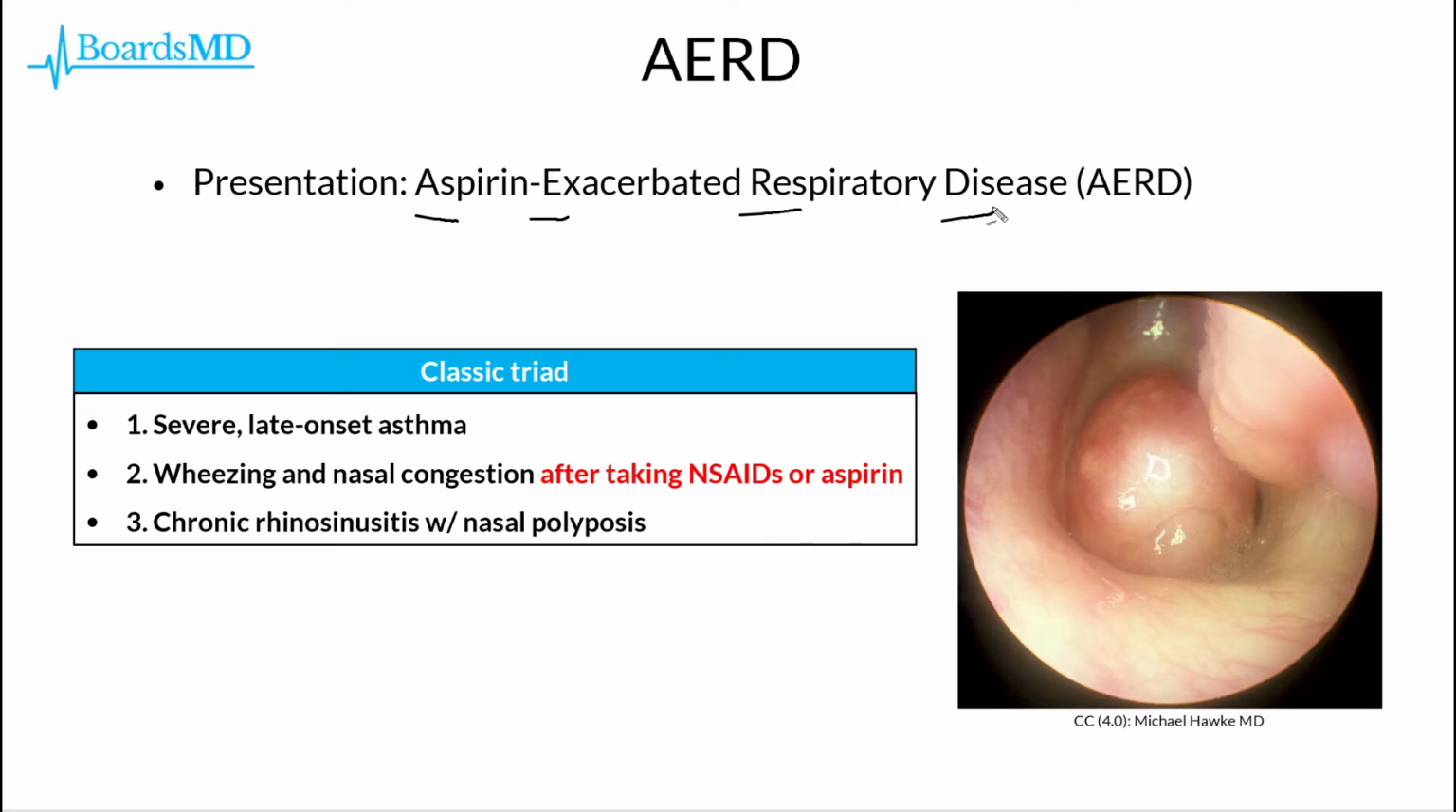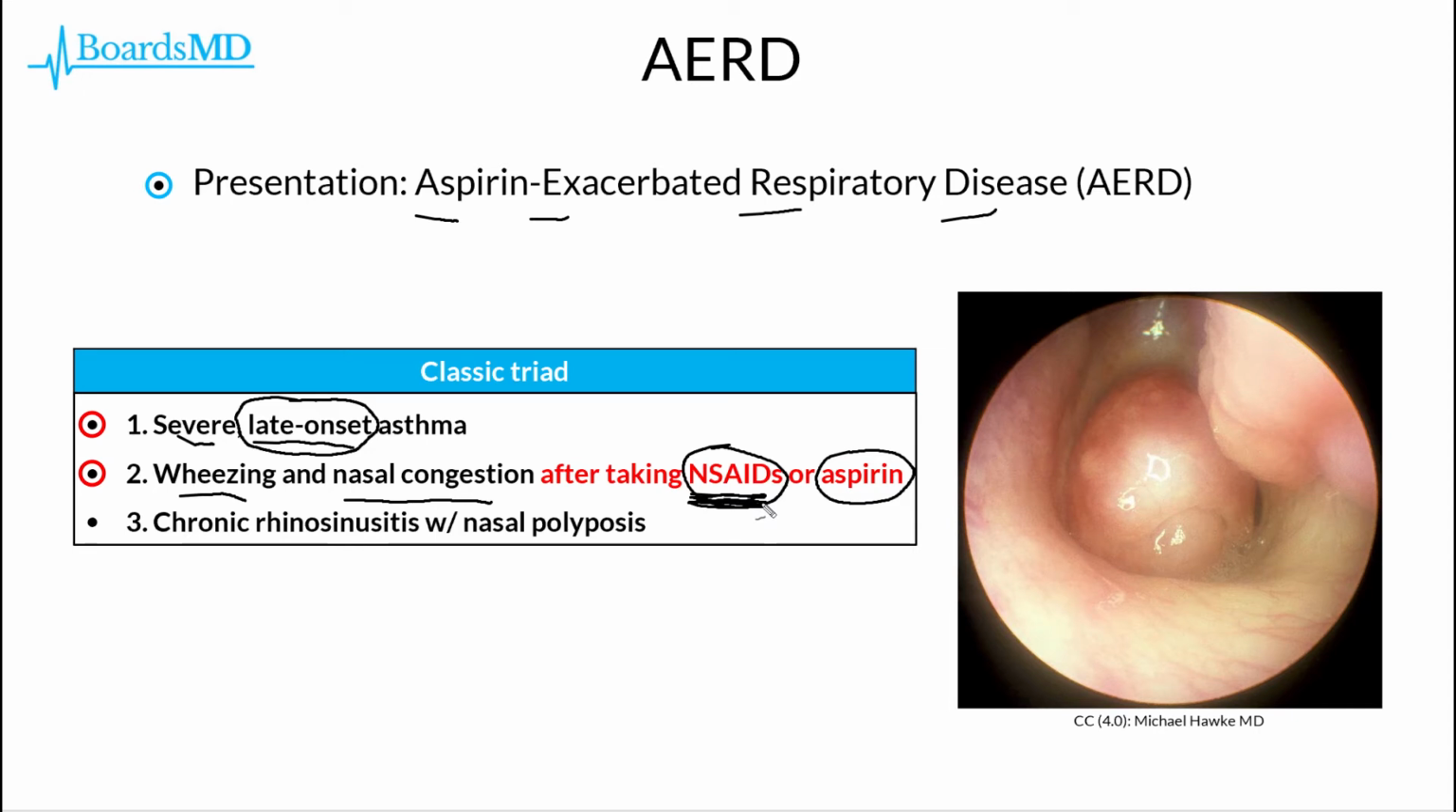In AERD, our classic triad is going to be severe late onset asthma, and I emphasize here late onset asthma, as these patients tend to present in their teens and their 20s rather than during childhood. Additionally, these patients will present with wheezing and nasal congestion, which tends to occur after using NSAIDs or aspirin, and it is important to emphasize here that although this disease is named aspirin exacerbated respiratory disease, NSAIDs can also ultimately set off these symptoms.